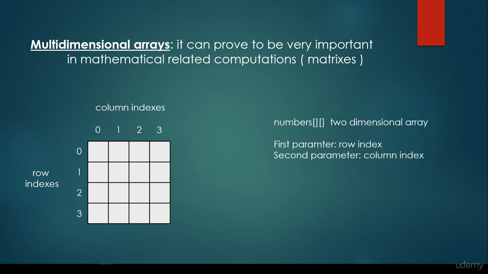So we are able to construct this numbers two-dimensional array. The first parameter refers to the row index, the second parameter refers to the column index. So for example, numbers[2][3] means that it is in the numbers two-dimensional array where the row index is equal to 2 and the column index is equal to 3. So it references this red square.